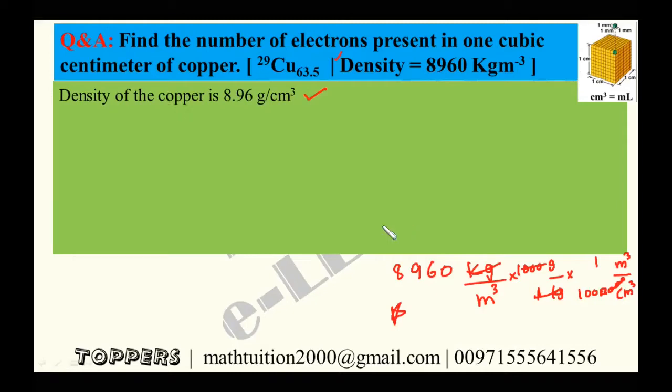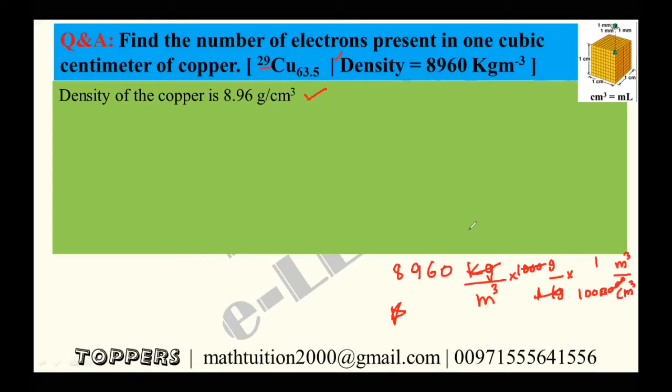the number of protons is equal to its atomic number. So atomic number is already given. And we know in a neutral atom, number of protons and number of electrons are equal. So number of protons and number of electrons are 29 in one atom, right? You have to find how many atoms are there.